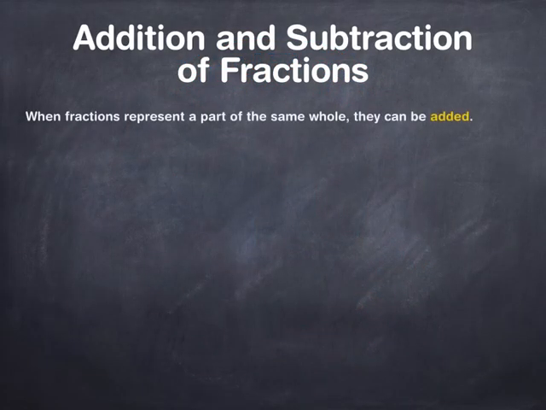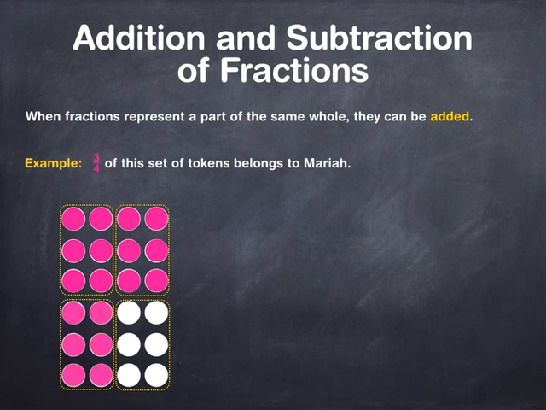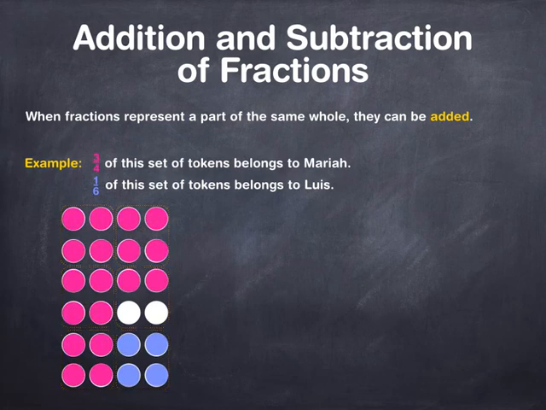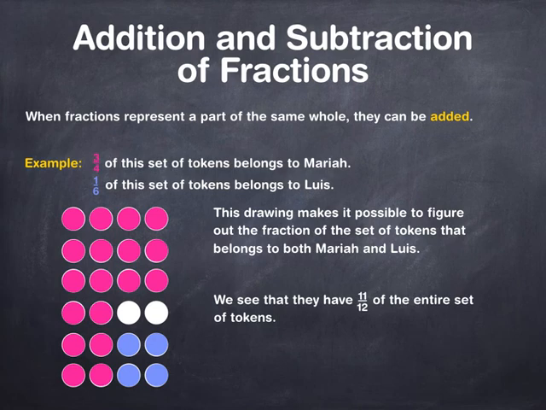Addition and subtraction of fractions. When fractions represent a part of the same whole, they can be added. Example: 3/4 of this set of tokens belongs to Maria. 1/6 of this set of tokens belongs to Louis. This drawing makes it possible to figure out the fraction of the set of tokens that belongs to both Maria and Louis. We see that they have 11/12 of the entire set of tokens.